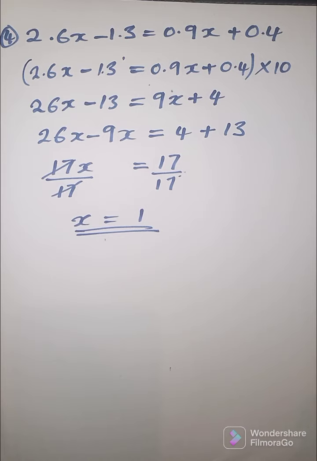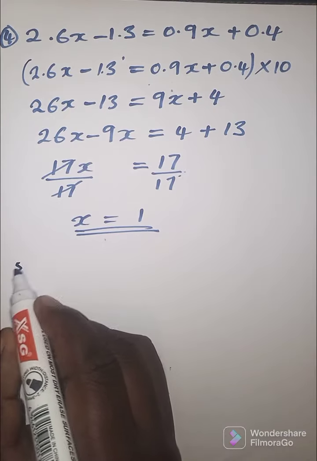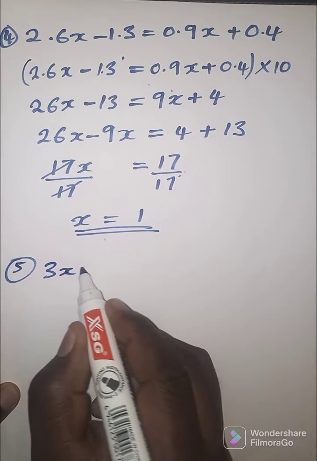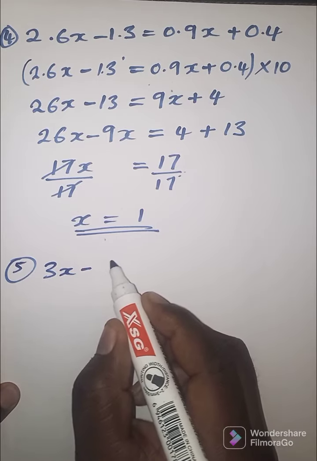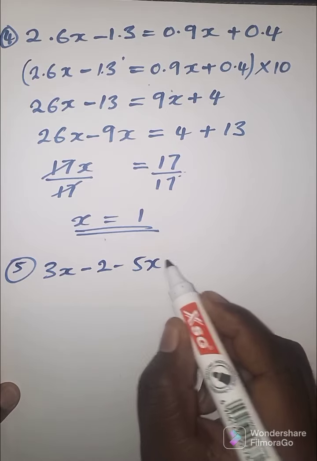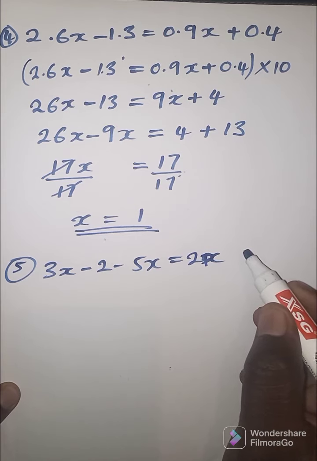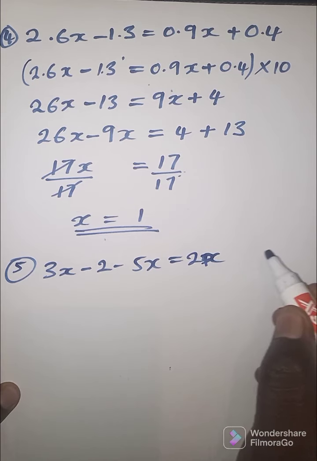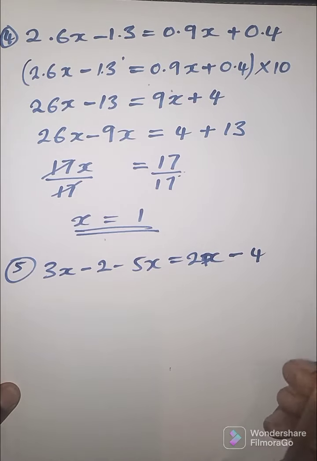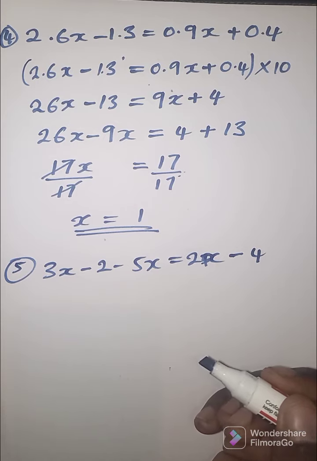The final example that we are going to solve in this video today, question number 5, is 3x minus 2 minus 5x is equal to 2x minus 4. This is the final question we're going to solve in this video on solving equations involving 2 steps.